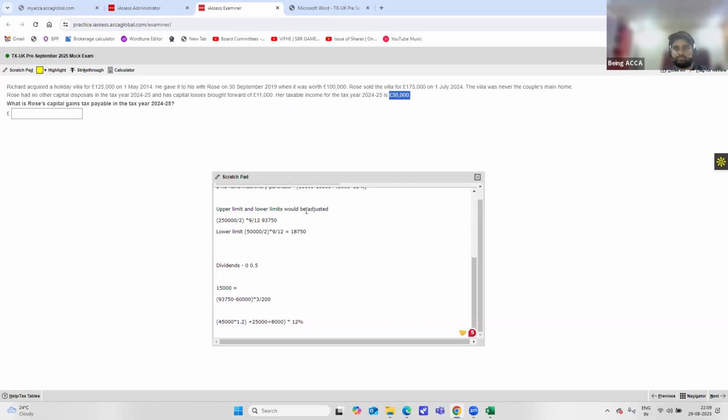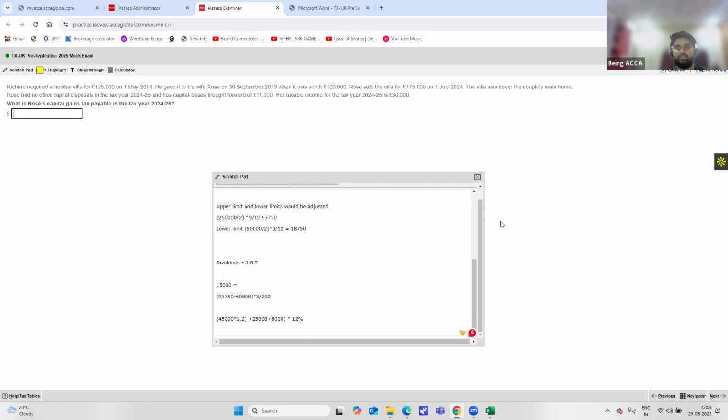Exactly. So from that, you will be deducting the capital losses that have been brought forward, and then the capital gains you will have are 50,000 minus 11,000, which is 39,000, minus your annual exempt amount of 3,000. That will give you 36,000 of taxable gain. But here they are asking for capital gains tax payable. Since taxable income is 30,000, how much of it will be taxed at 18% and how much at 24%?